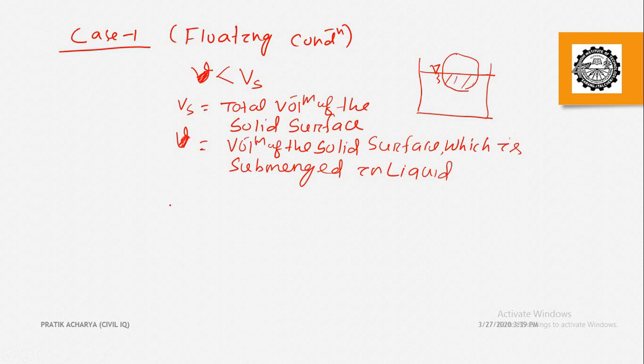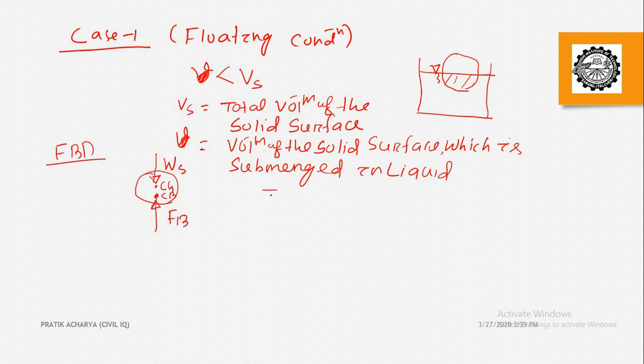Okay, so if you want to draw the free body diagram of this one, in buoyancy force you always have to draw the free body diagram. This is my solid surface. Through the center of gravity, the weight is acting. The weight of the solid surface acts at the center of gravity, and the center of buoyancy will be this one. This is the centroid of the submerged volume. Through this, the buoyancy force will act.